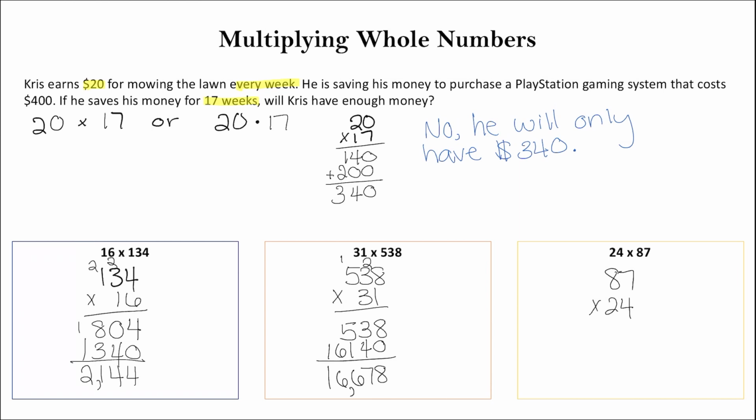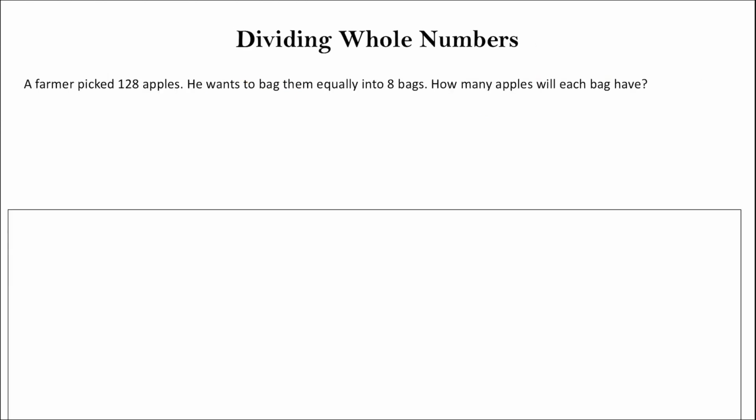Problem is 87 times 24. Okay, 4 times 7, 28. Bring over the 2. 4 times 8 is 32, plus 2 is 34. Okay, make sure you add that 0. 2 times 7 is 14, bring up the 1. 2 times 8 is 16, plus 1 is 17. Add them all together, you get 2,088.